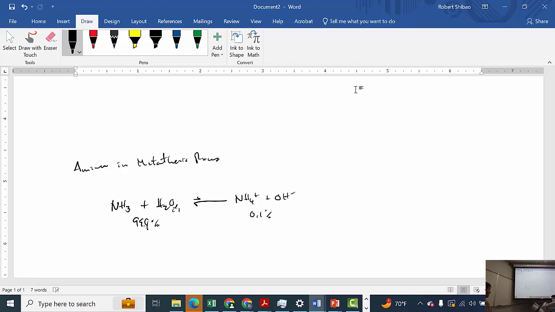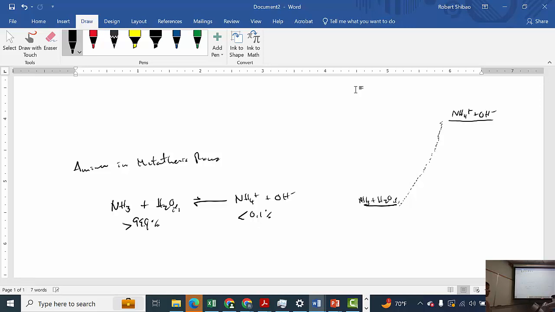Actually, it's less. This is greater than 99.9%. This is less than 0.1%. So we have a situation like this. This is an uphill reaction. And so if we have ammonia and water here, it likes to stay at the bottom of the hill. However, not everybody's the same. There are some ammonia molecules that are very reactive and want to go all the way up here to form ammonium and hydroxide.